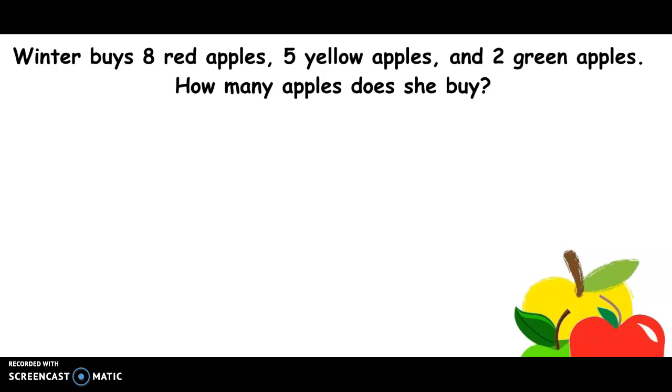All right, here's another one with the 10 partners that we want to find inside before we do it. So we have Winter, another friend in our class, buys 8 red apples, 5 yellow apples, and 2 green apples. How many apples does she buy? So if we were to write our equation again, we would have 8 plus 5 plus 2 equals unknown. Right? Do you see any numbers in there that could give us a 10? That might be 10 partners.